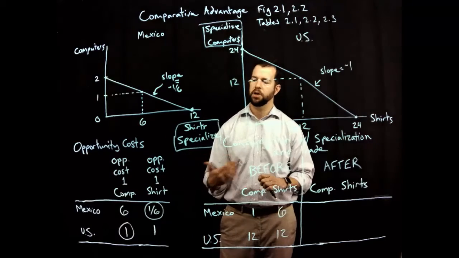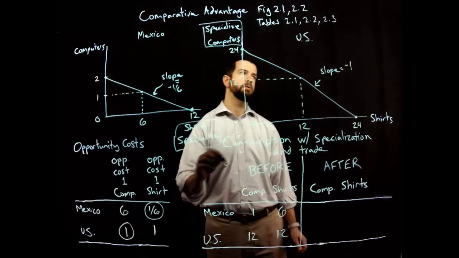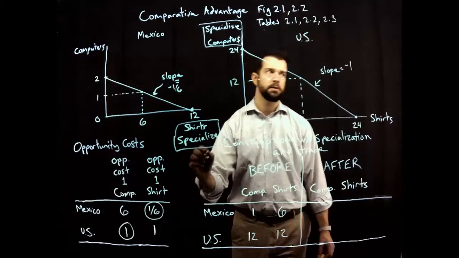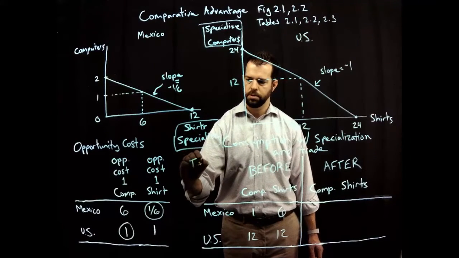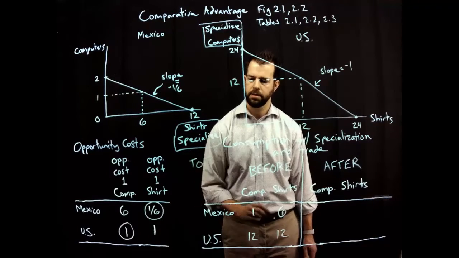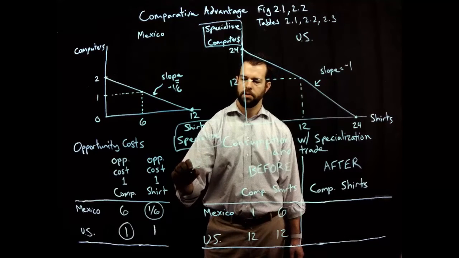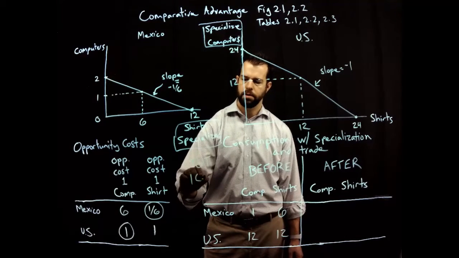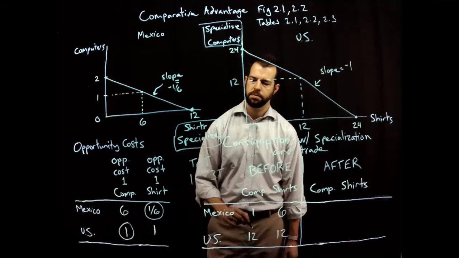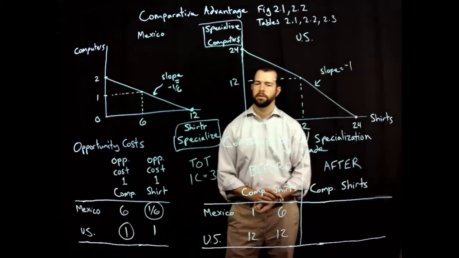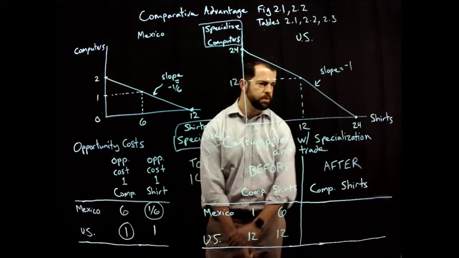So we have to have a terms of trade, a TOT, which I'm going to put right in the middle here. So terms of trade, or TOT. And our terms of trade is going to be one computer equals 3 t-shirts. So that's our terms of trade.